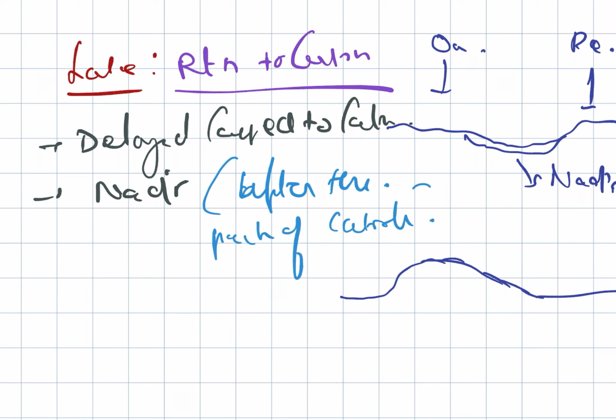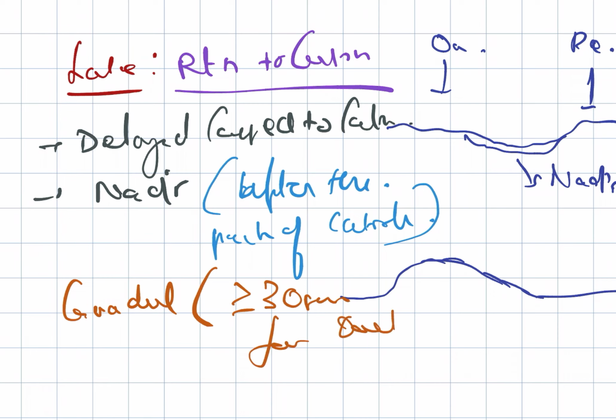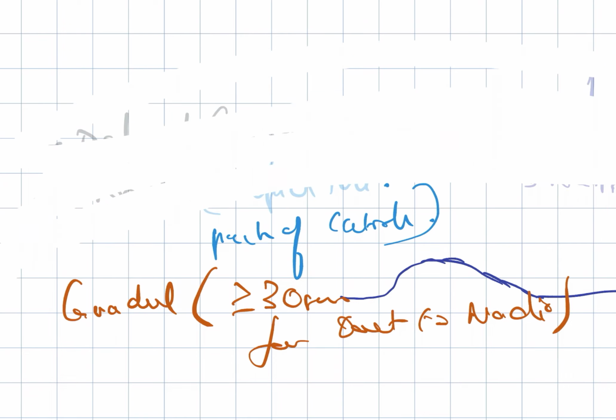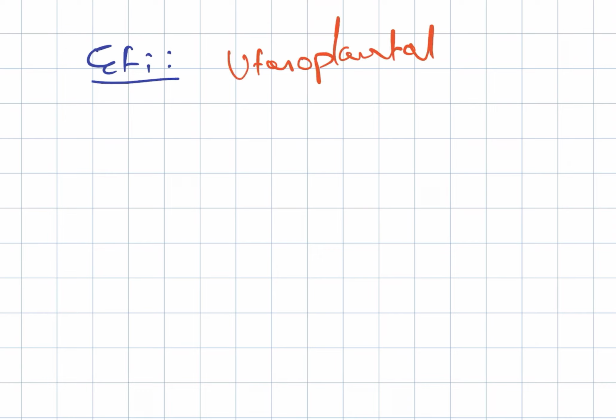Next, the progress, it is gradual. That is, it is greater than or equal to 30 seconds from onset to nadir. Next, we are going to look at the etiology where this happens, that is a cause. Etiology is nothing but the cause. Under etiology, it can be the utero-placental insufficiency.